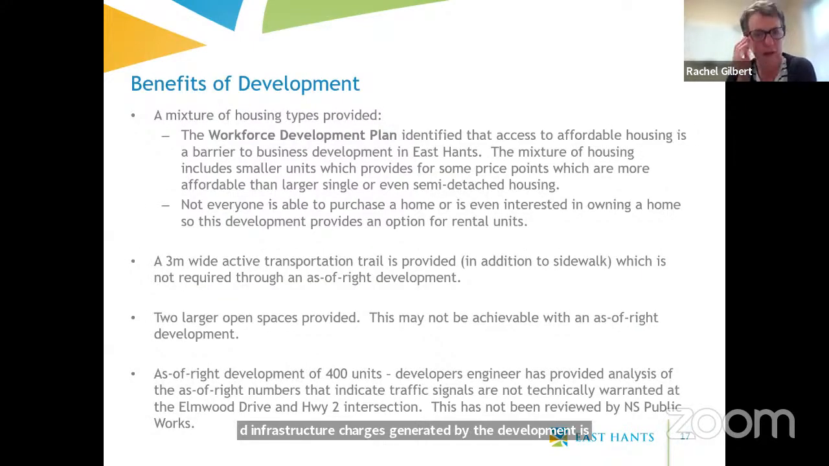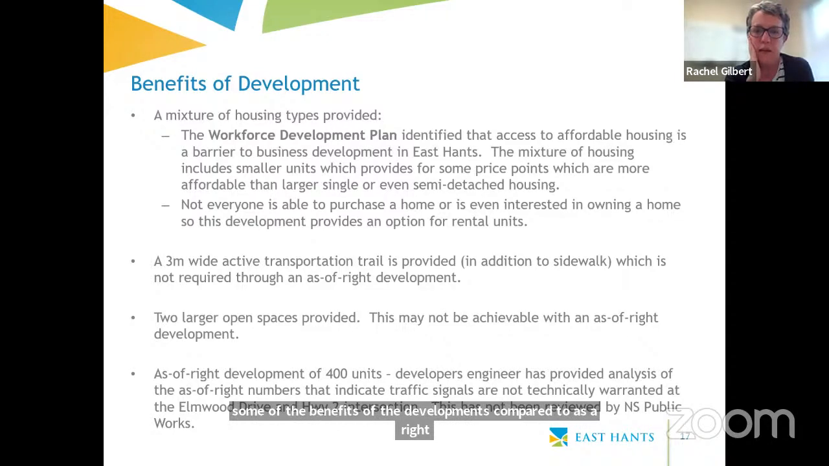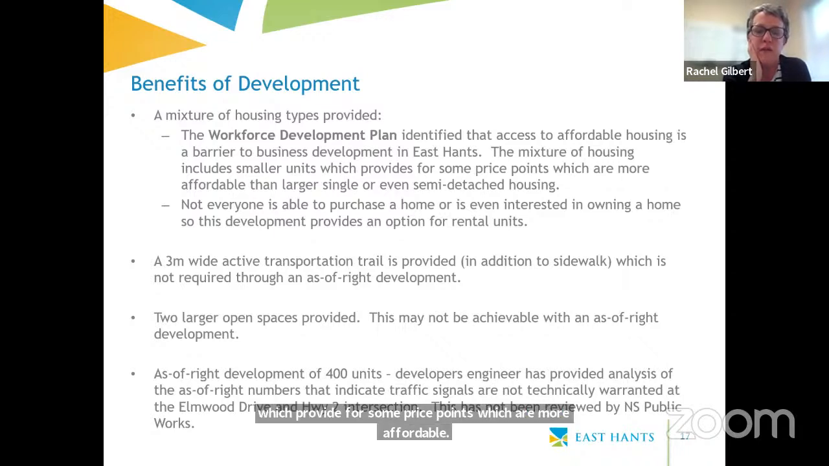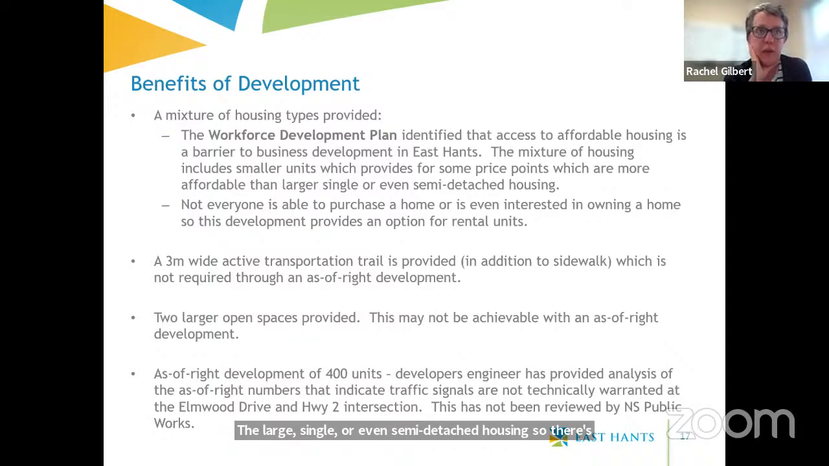So just to highlight some of the benefits of the development compared to as of right development, the workforce development plan identified that access to affordable housing is a barrier to business development in East Hants, and the mixture of housing includes smaller units which provide for some price points which are more affordable than large single or even semi-detached housing. So there's no specific affordable housing which is, I guess, supported by funding from the government, but there are a mix of more affordable housing prices.